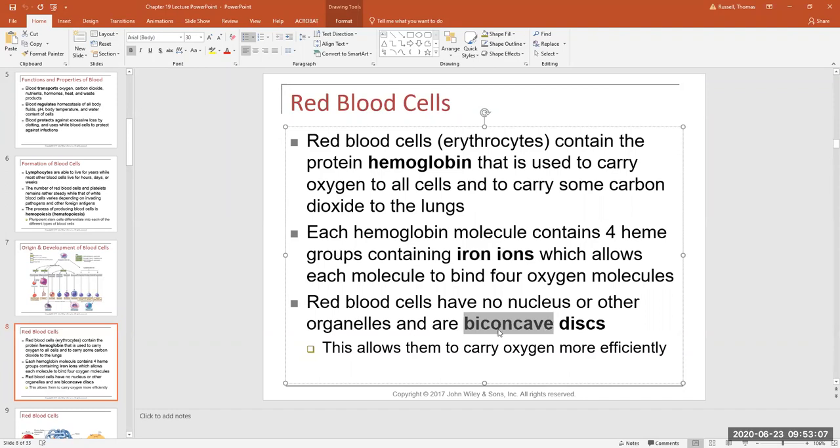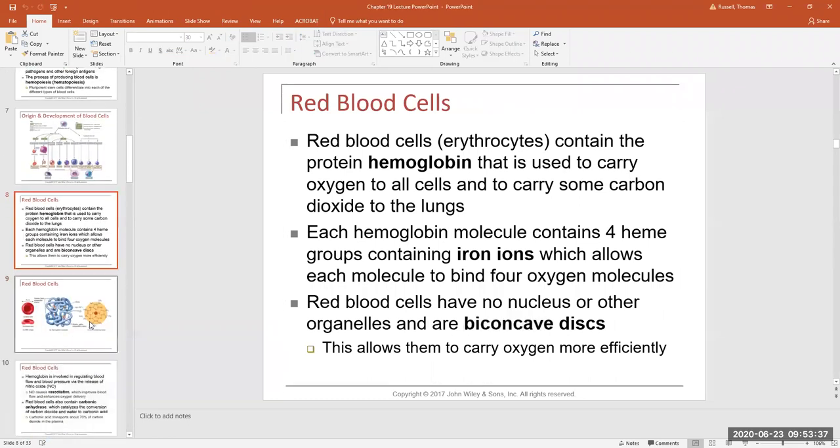So that biconcave shape serves two major purposes. It increases the surface area for gas exchange. Obviously, the red blood cells are carrying the respiratory gases. And it increases the strength and flexibility of the cell, so the cells can go through those capillaries, which are very, very small in diameter, without being damaged. So they can flex a little bit.